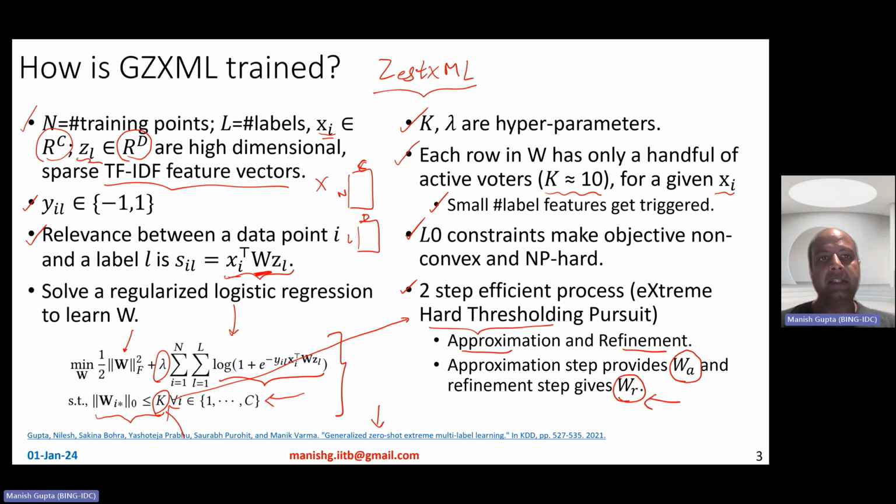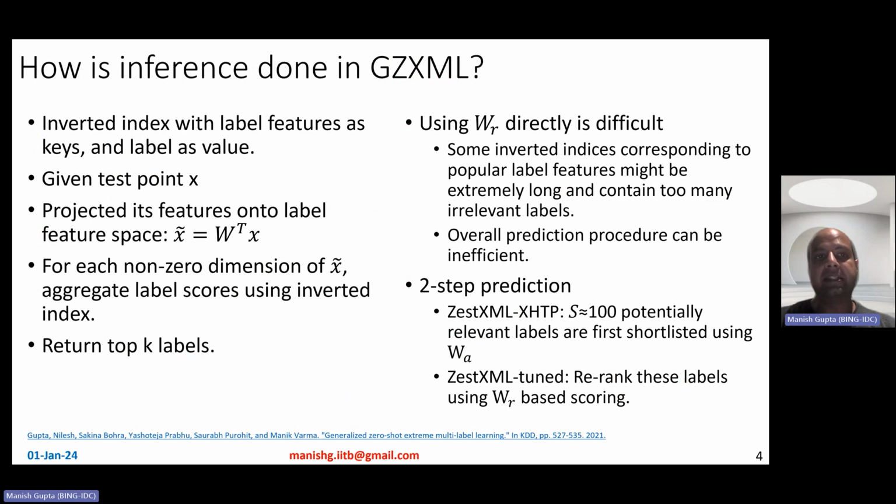That's the idea. Now, how is inference done in this ZestXML algorithm? Well, the inference is done as follows. You want the inference to be done in a small amount of time. Remember, the number of labels is large.